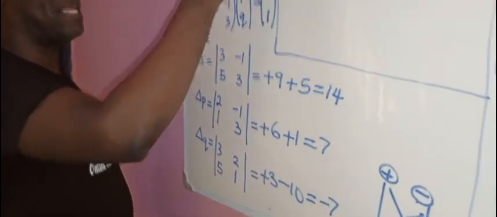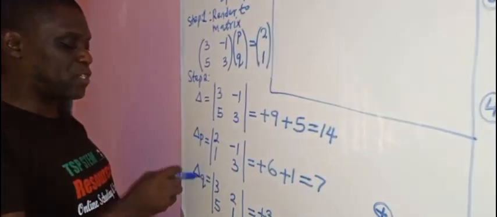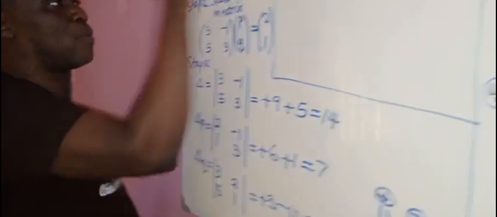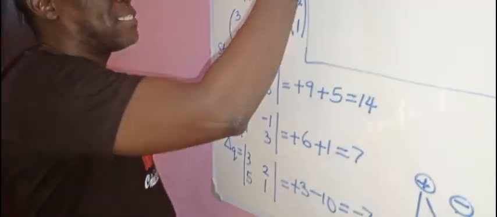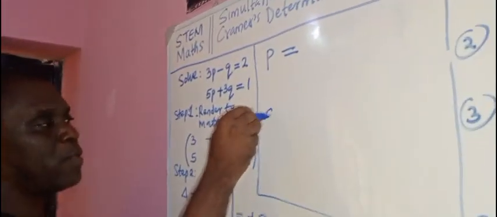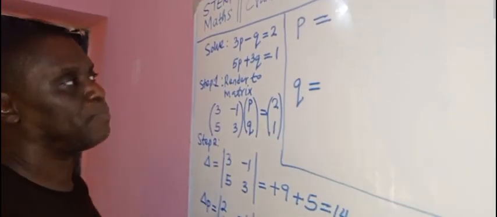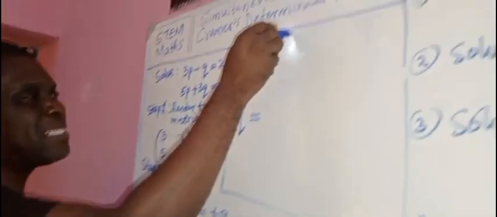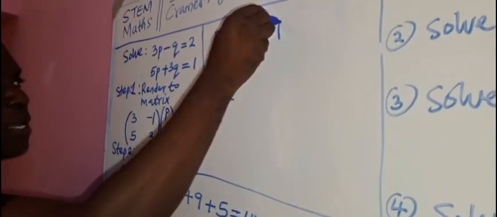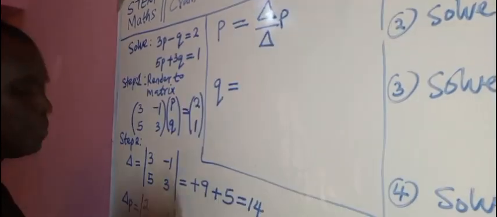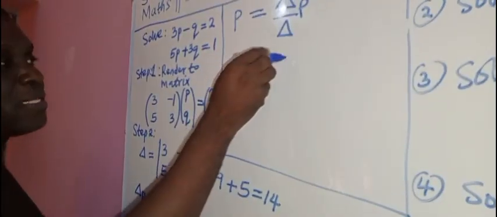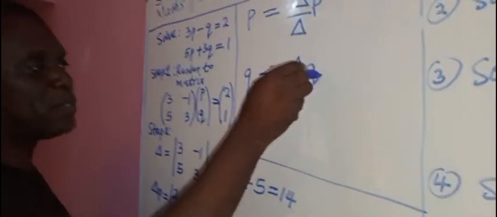Now you use this formula. What you are looking for is not delta P, it's not delta Q. You are looking for P and Q. So our P now, there's a formula for that. Then our Q, there's a formula for that. So our P is that delta P which you got here over delta. Then Q is that delta Q which you have computed over delta.